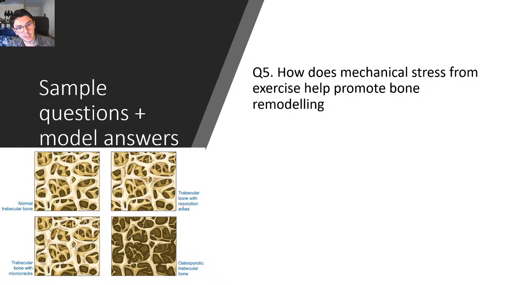Now, if we have trabecular bone with resorption areas, this is osteoclasts, right? This is what happens where you have exercise and these cracks, the cells come in and they remodel the bone. If you have osteoporosis, you have very poor architecture, right? So you have to be much more careful with exercise when you have osteoporosis. But if you have these two, then exercising will help strengthen the bones. And this is how it works.